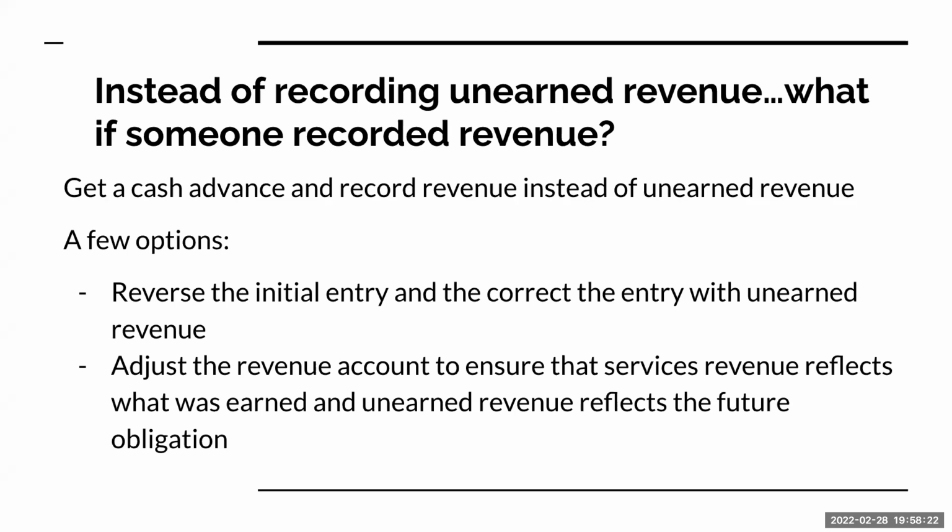What do we do? Well, there's a few options. We can reverse the initial entry and then do a correction the way it should have been recorded and then adjust it. I'm not going to cover that in this video, but what we're going to do is the second part. We're going to adjust the revenue account to ensure that the services revenue reflects what was earned and unearned revenue reflects the future obligations. Remember, when we're doing adjusting journal entries, we never touch cash. We want to make sure that our revenue reflects what we've earned and our liabilities reflect our future obligations.